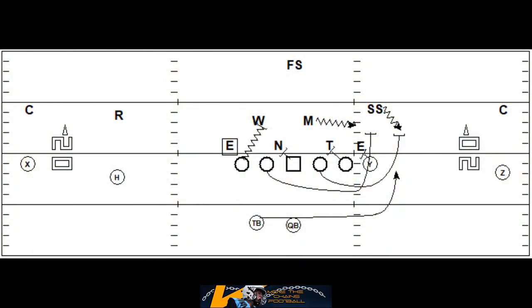The read option can also be paired with the Bucksweep concept. Once again, the running back lines up on the opposite side of the play call. So, if the offense calls Bucksweep right, the running back will line up on the left. The read will also be on the same side as the running back.